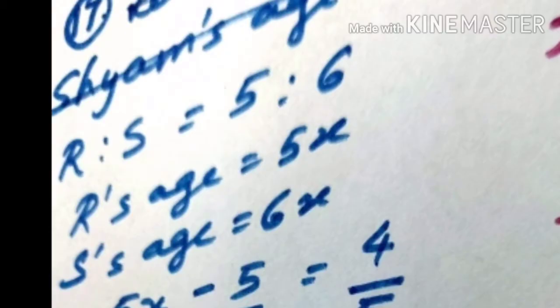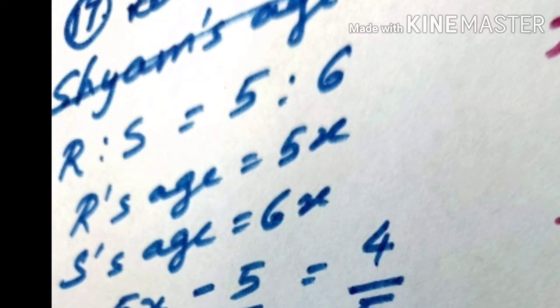The present ages of Ram and Shyam are in the ratio 5:6. So in the first line, you are given the ratio of the present ages of Ram and Shyam. So I have written R ratio S. R means Ram and S means Shyam. So R ratio S is equal to 5:6. So from these ratios we can write Ram's age, that is R's age, is equal to 5x.